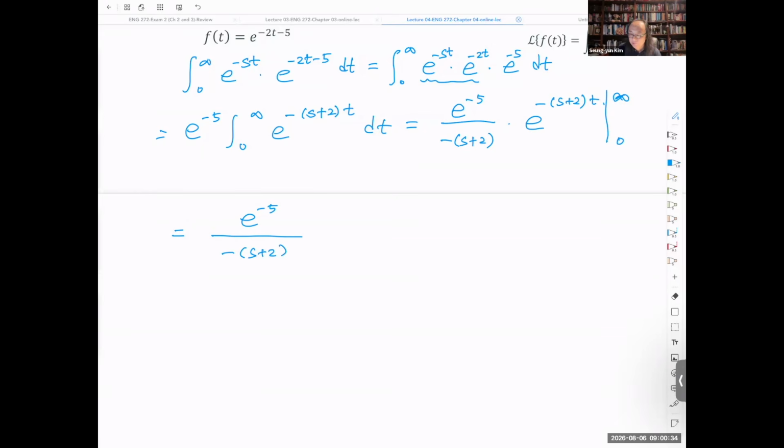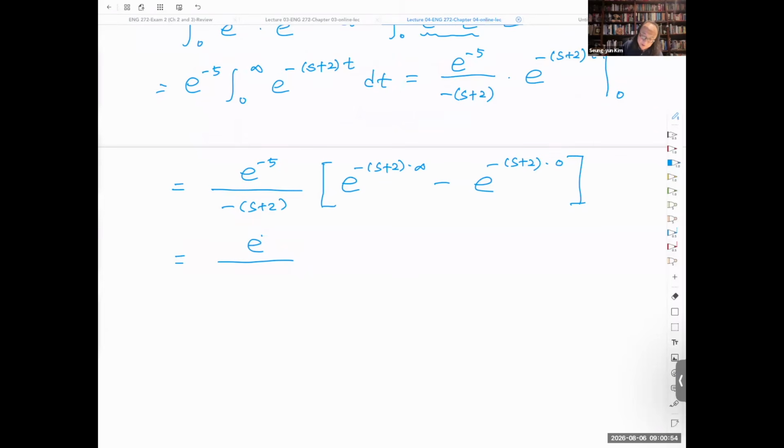We're going to put in infinity and 0 for t. So for the infinity, e to the negative (s plus 2) times infinity, minus e to the negative (s plus 2) times 0. So the same effect: we have e to the negative 5, negative (s plus 2) times 0, minus 1, which is negative 1. So negative 1, and this minus will cancel, or give us 1. So we have e to the negative 5 over s plus 2.